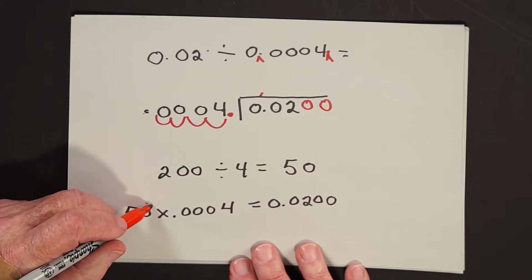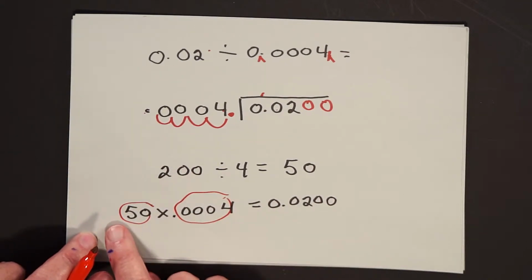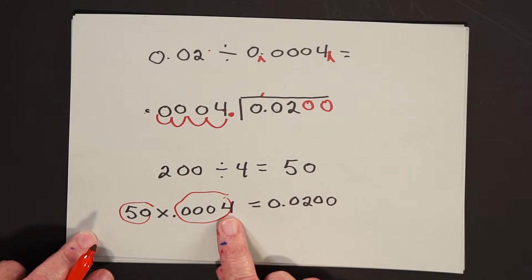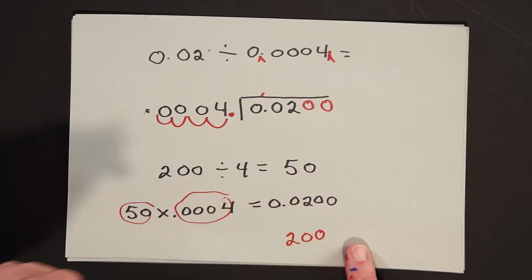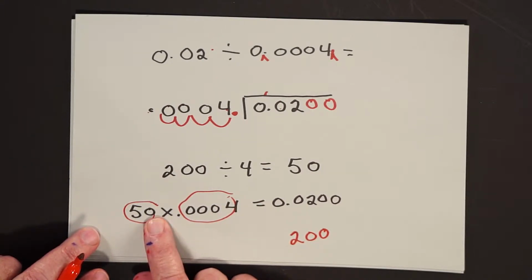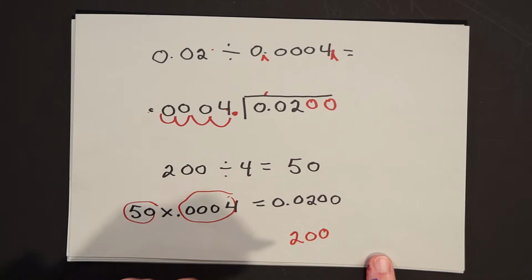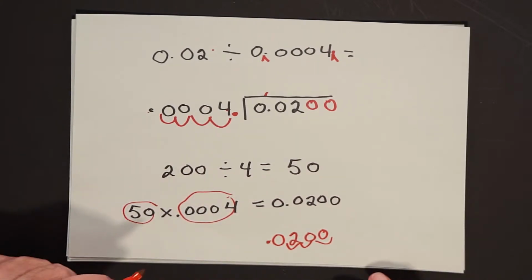In other words, how would you multiply these two numbers? Our rule for multiplication is what? Multiply as if the decimal points weren't there. 50 times 4 would be 200. Count the total number of digits to the right of the decimal point. There are none here. There are 4 here. So move the decimal point 4 places. And there's the answer.